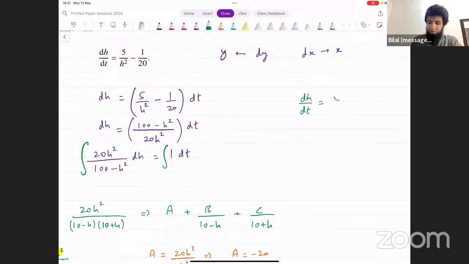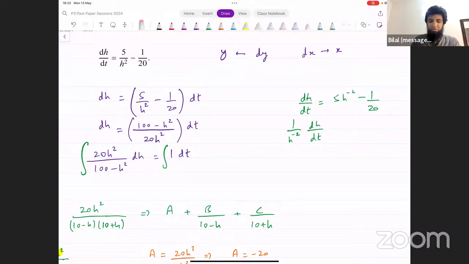dh over dt equals 5h raised to power minus 2 minus 1 over 20. Okay, what do we do now? Sir, we can take h to power minus 2 to the other side. How do you do that? As in, what exact process do we do for that? How does it go to the other side? What would it become on the left side? Sir, 1 over h power minus 2. Okay, so it goes to the other side and becomes 1 over h power minus 2. When it goes to the other side, it'll be 1 over h power minus 2 because it has to go in the denominator there.